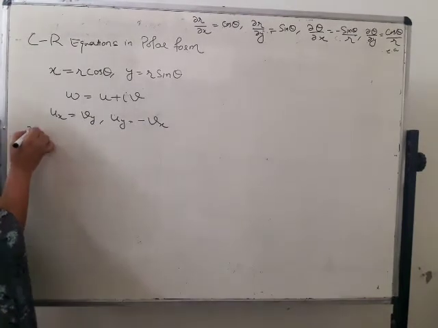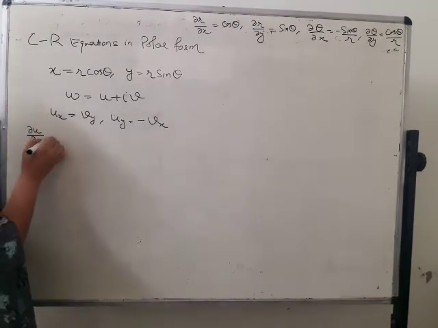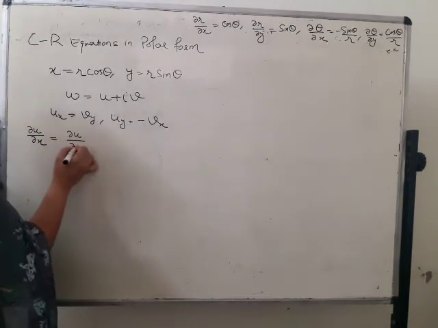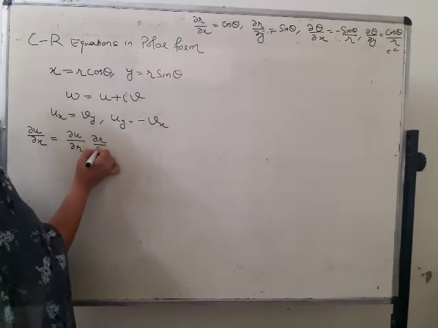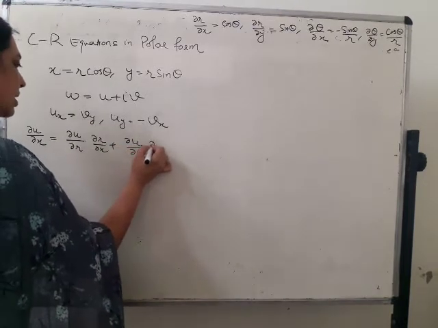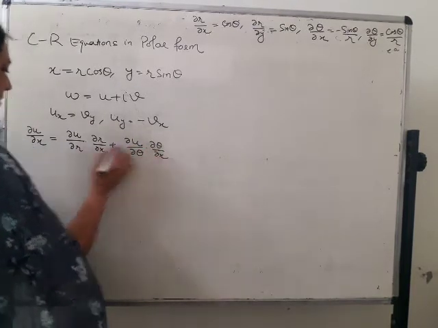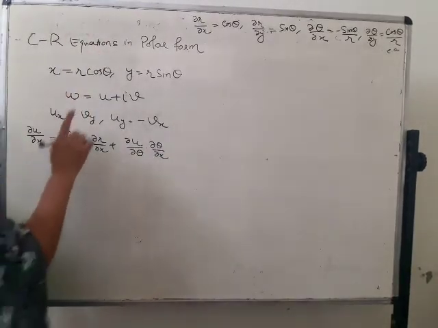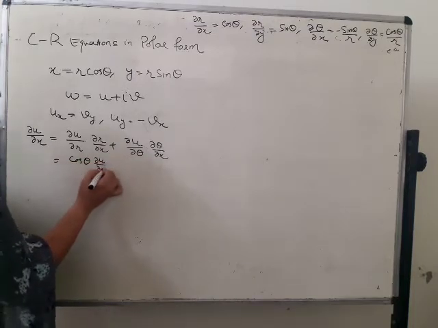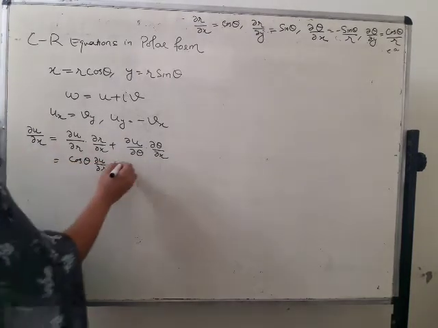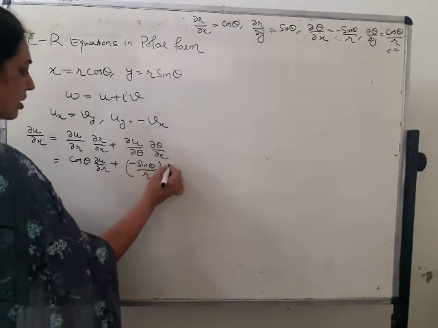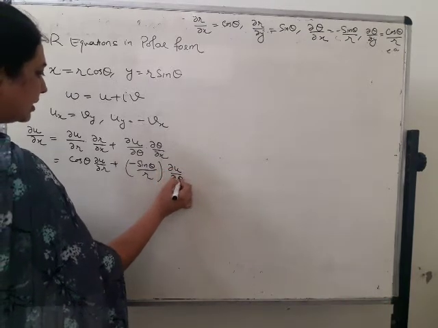So first of all, we will find the derivative of u with respect to x. This is equal to curly u by curly r, curly r by curly x plus curly u by curly theta, curly theta by curly x. From our values, curly r by curly x is cos theta, curly theta by curly x is minus sin theta upon r, curly u by curly theta.